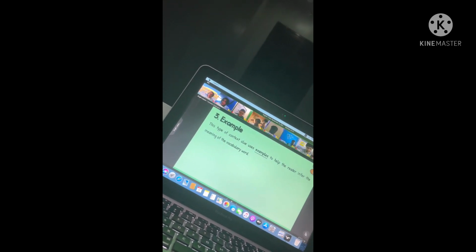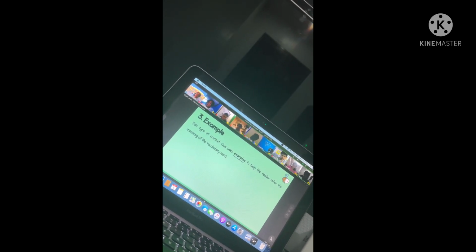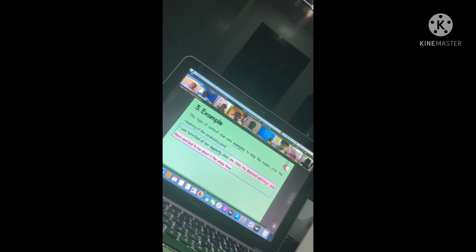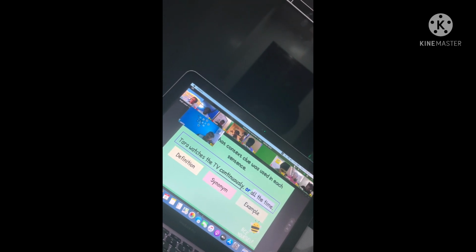Example. This type of context clues uses examples to help the reader infer the meaning of the vocabulary word. So, in here, you give examples to get the meaning. So, example, I was horrified at her duplicity when she stole my diamond earrings. So, she stole her diamond earrings, sold them, binenta niya, and lied to me about it the whole time. So, ano kaya continuously or all the time? What is that? Definition, synonym, or example?